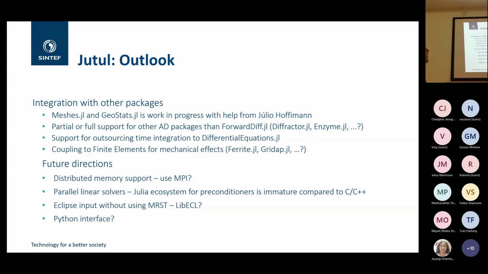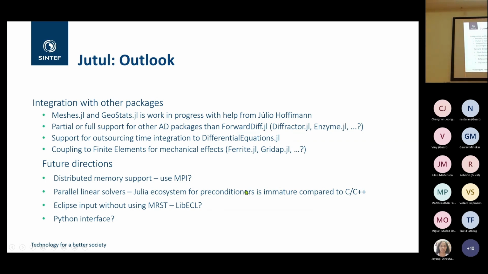Yeah, so we have some plans here. I think we want to couple this to other packages. So one thing is that we're working with Julia Hoffman on coupling this to GeoStats, which is a geostatistical package. We'd like to package it to work against other automatic differentiation packages. We'd like to couple it to DifferentialEquations to do ODE solves, to have that as an option, and also some interest in different finite element packages.